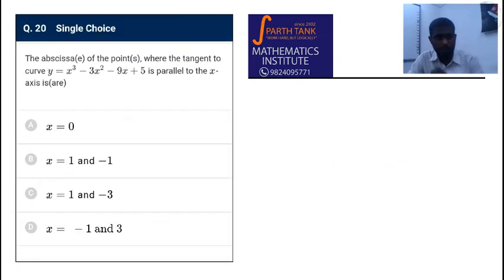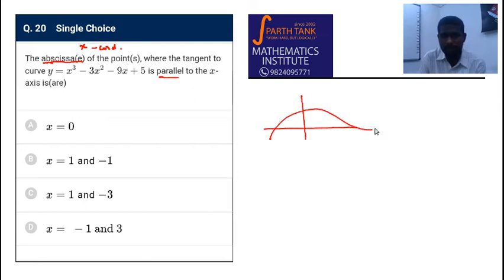Okay, moving on to question number 20. The abscissae of the points where the tangent to the curve y is x cubed minus 3x squared minus 9x plus 5. Now abscissae means the x coordinates, right? Now tangent is parallel to the curve, that is basically there is a curve like this. Tangent is parallel at the minima and maxima, right?